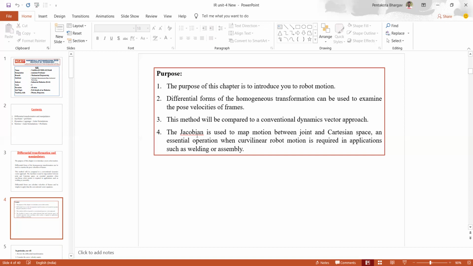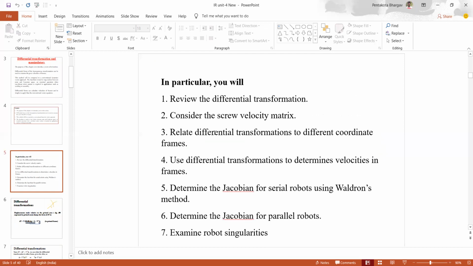Here are the various approach methods. That is the Newton-Lagrange formulation also used. So what are the main differences between Lagrange's and Newton-Euler? This topic will be discussed later. Next you can go to the next slide.